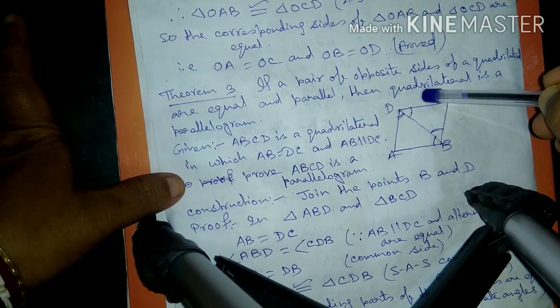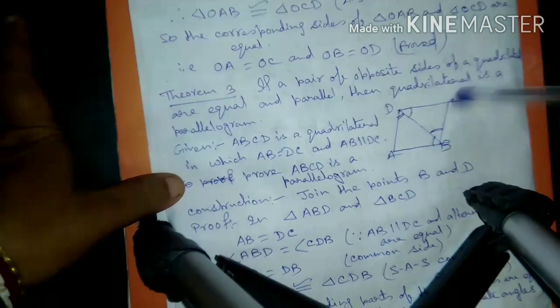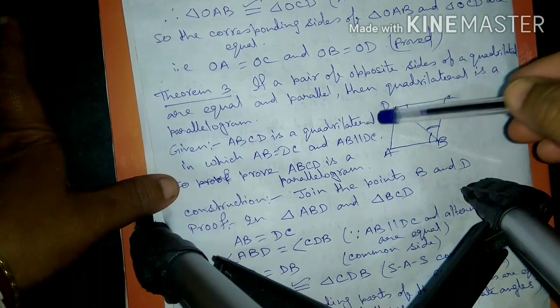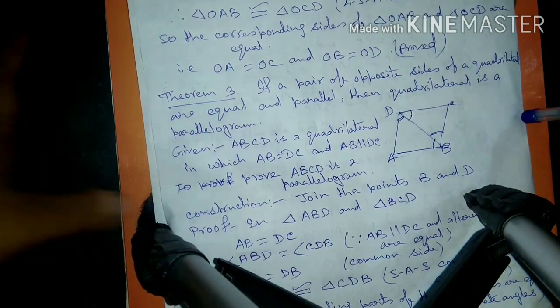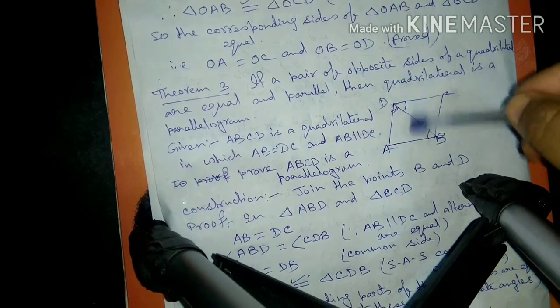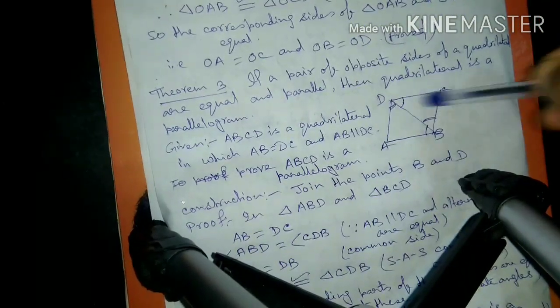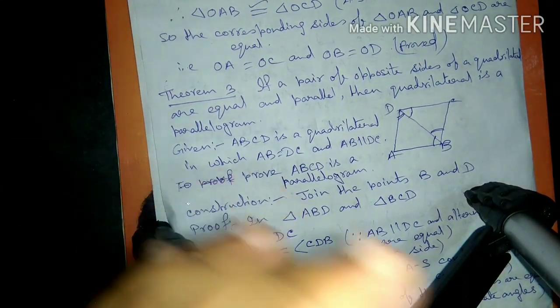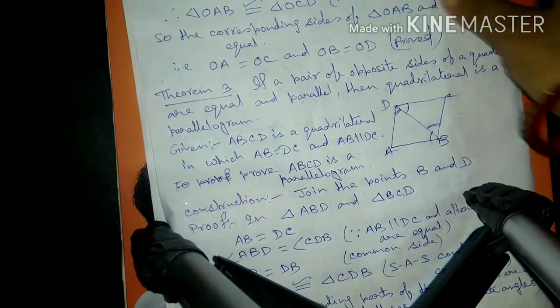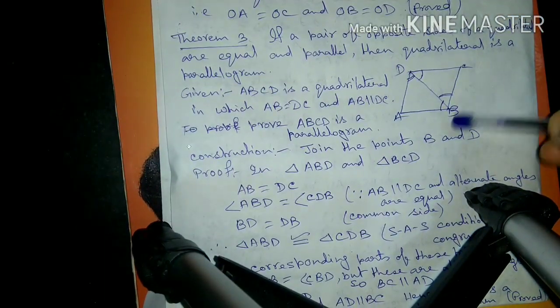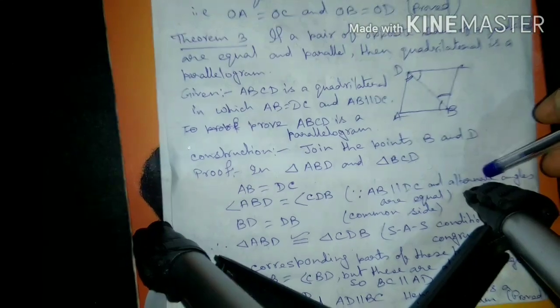If we can prove that AD is parallel to BC, because already it is given AB is parallel to DC. Yes or no? So if we can prove that AD is parallel to BC, then it will automatically be a parallelogram, because in a parallelogram all the opposite sides are equal and parallel. Yes or no? But in the question what is given? One pair is given, another pair it did not say. So we have to prove that AD is parallel to BC. So for this, what we will do? Once again, we will construct. We will join B and D.